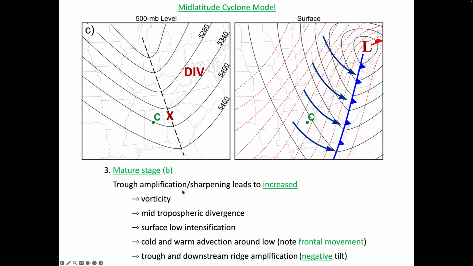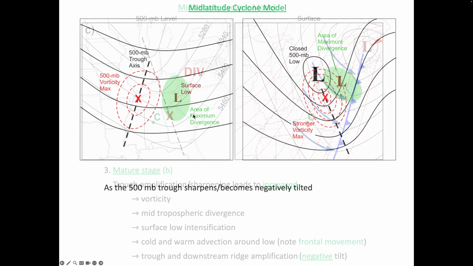So we get this continual deepening of our 500 millibar trough. We get this continued building of the ridge, which we don't see off to the east. We continue to get intensification of the surface low. Our warm and cold advection continue to increase in magnitude. And then we get our negative tilt of our upper level trough.